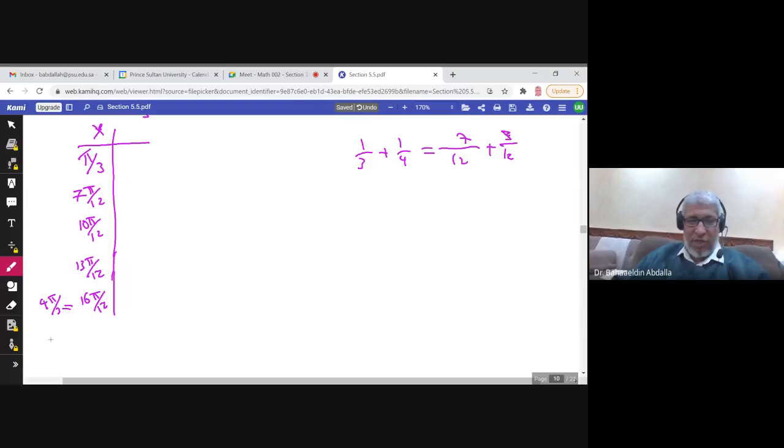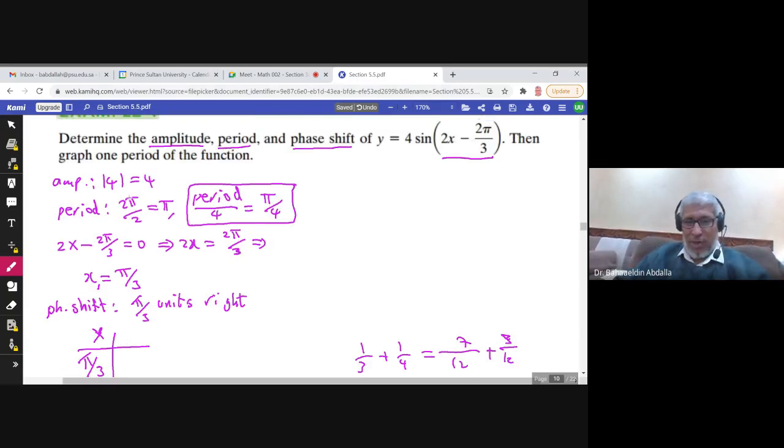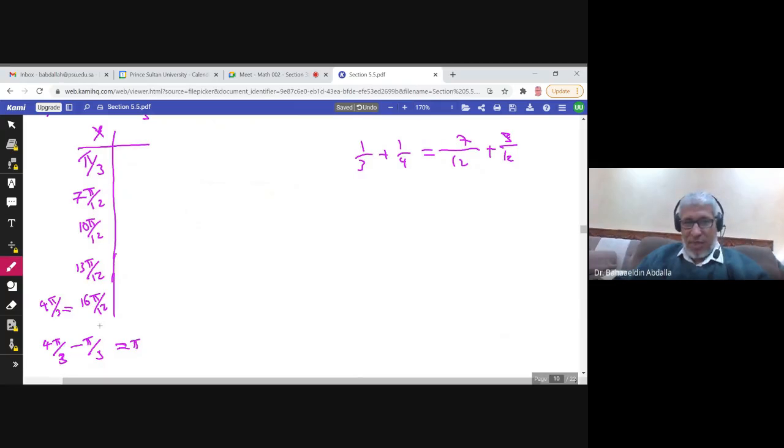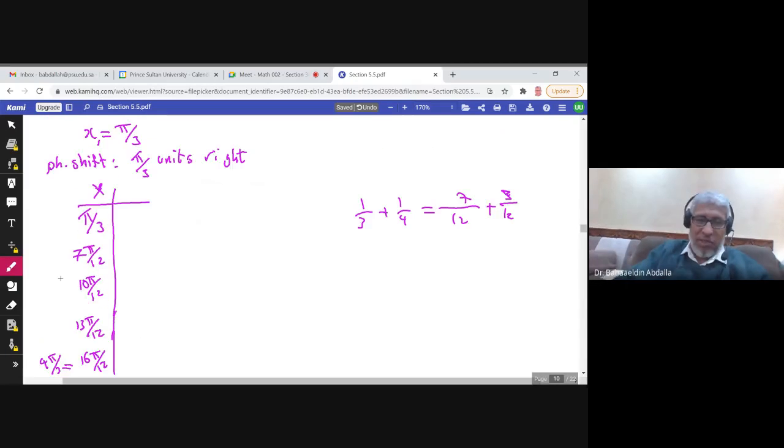How to check your answer? If you subtract 4 pi over 3 minus pi over 3, the last x minus the first x, you get 3 pi over 3, which is pi. You should get the period, which is pi. That's correct. So now you know that these numbers are correct. Okay, you did not do any mistake here.